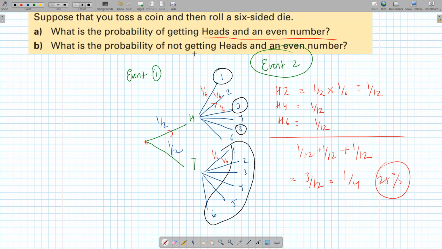In fact, to do this, you see not getting, yeah? Not getting, you can just do 1 minus getting. Just take it away from 1. This was the one of getting that, right? So for part B, you can just do 1 minus 1/4. That would be 3/4. So there's a 75% chance you don't get a head and an even number, or 3 out of 4. Okay.